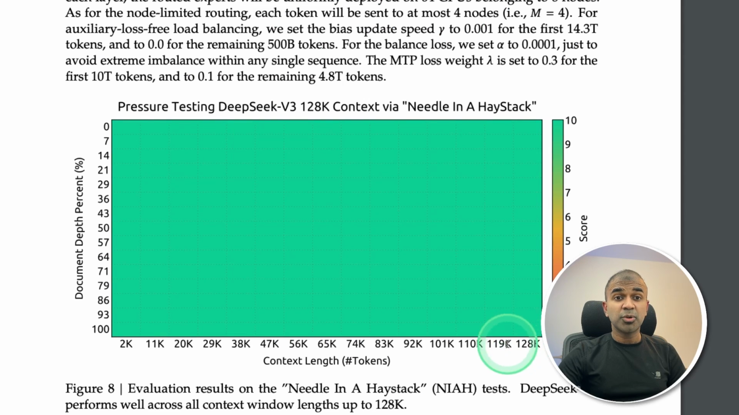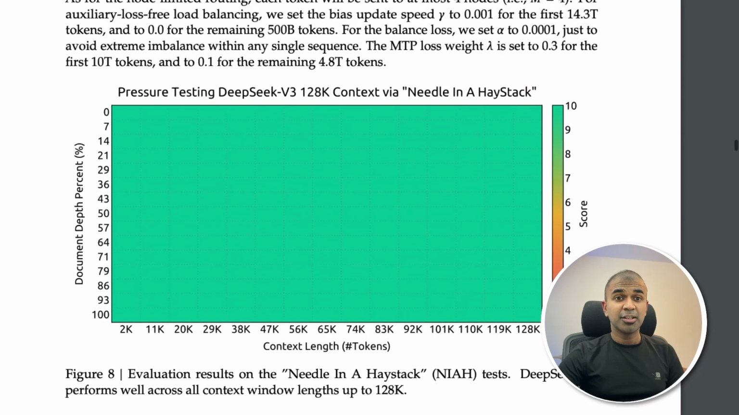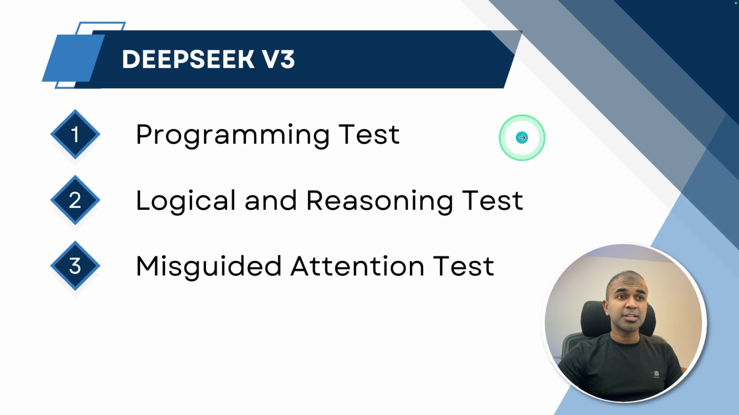It supports 128,000 tokens, and this is the needle-in-a-haystack test. Generally, a large language model will forget what is in the middle, but in regards to this model, it's able to remember every single bit, and you can see the score here. It's green. That is really nice. We are going to do programming test, logical and reasoning test, and finally misguided attention test.